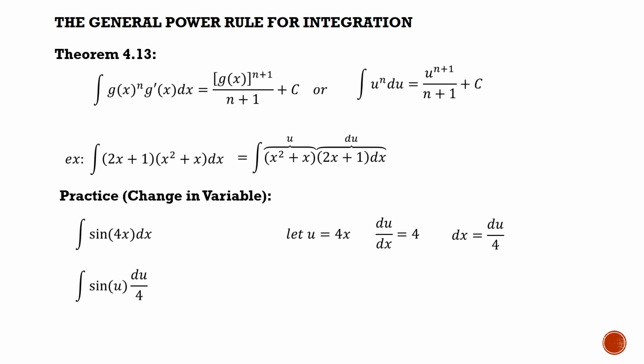Du over 4 can be rewritten as 1/4 times sine u, and then simply find the antiderivative of sine u, which is negative cos u. U was 4x, simply replace 4x, and I'm done. Don't forget to add your constant.